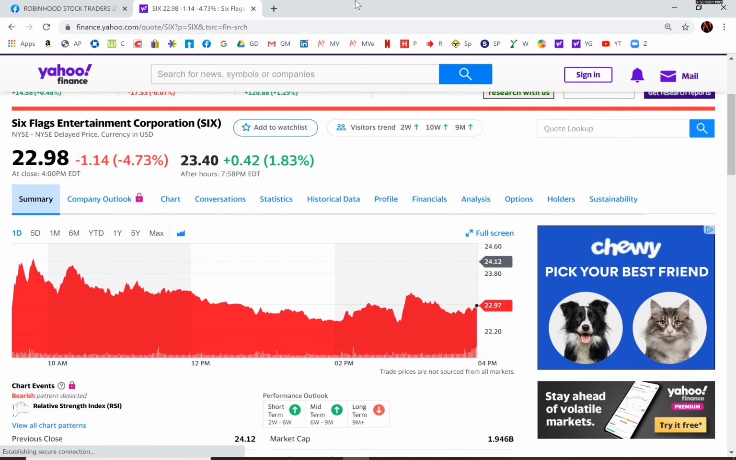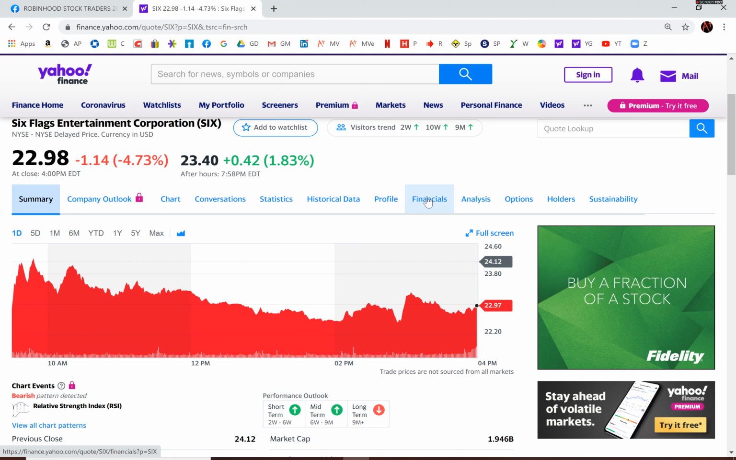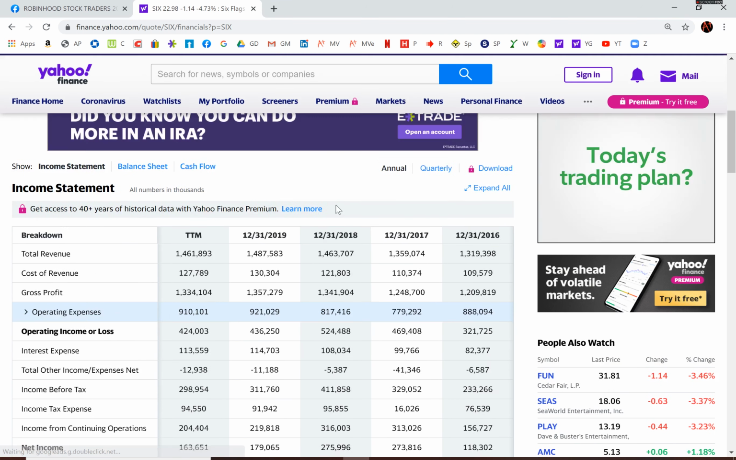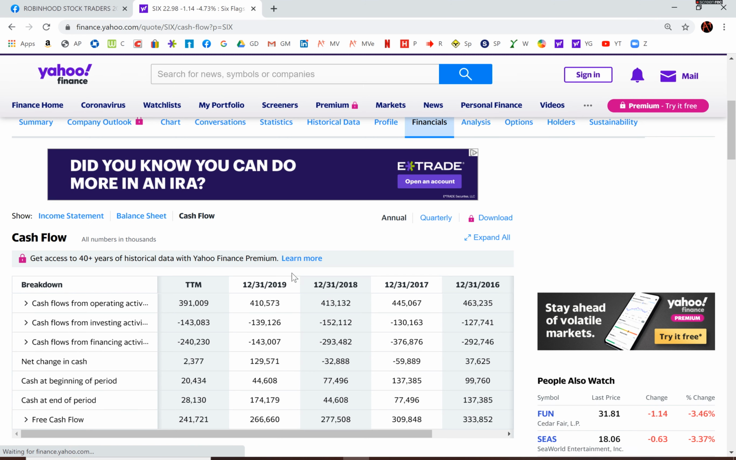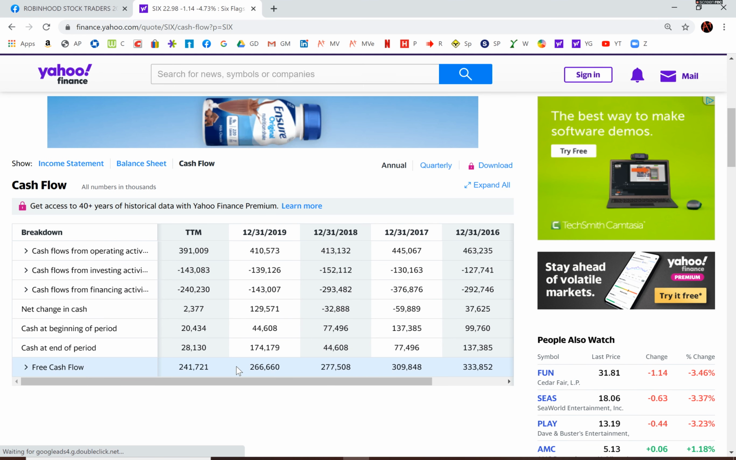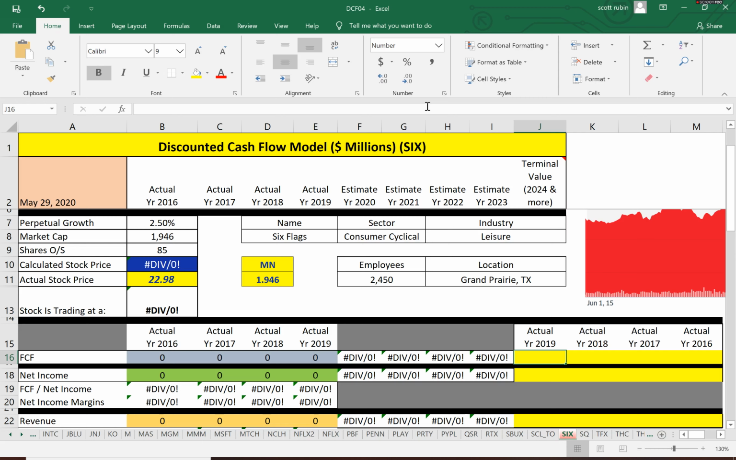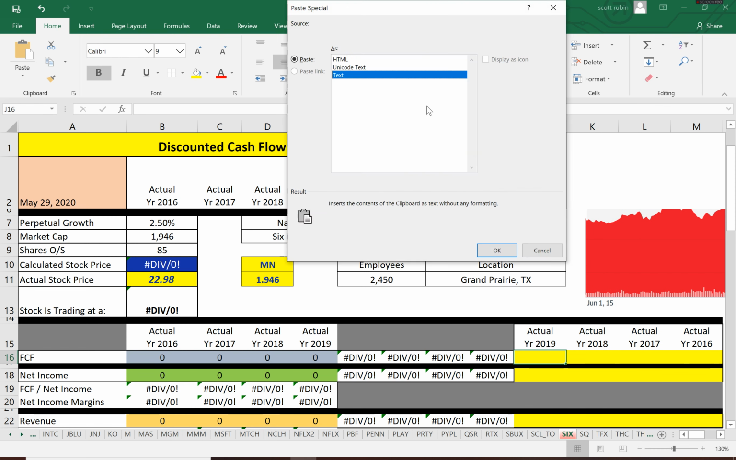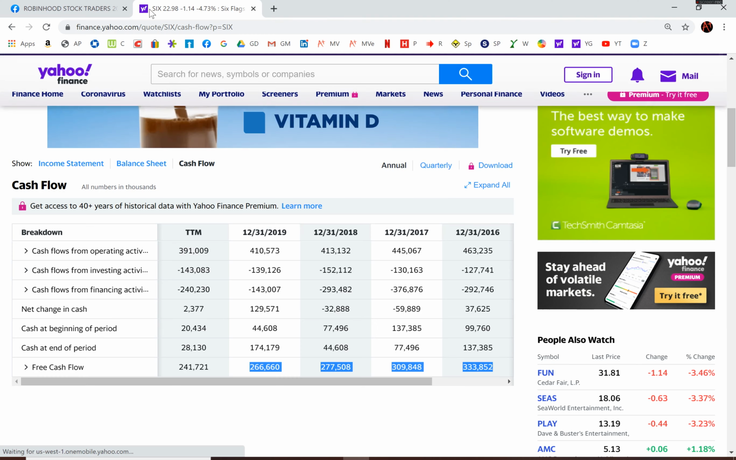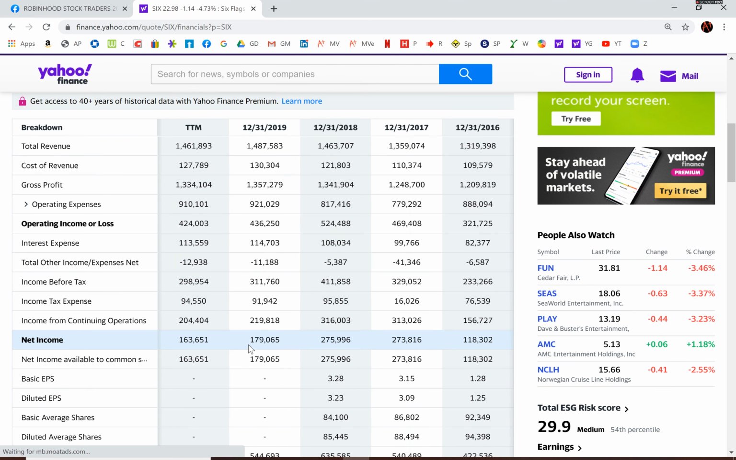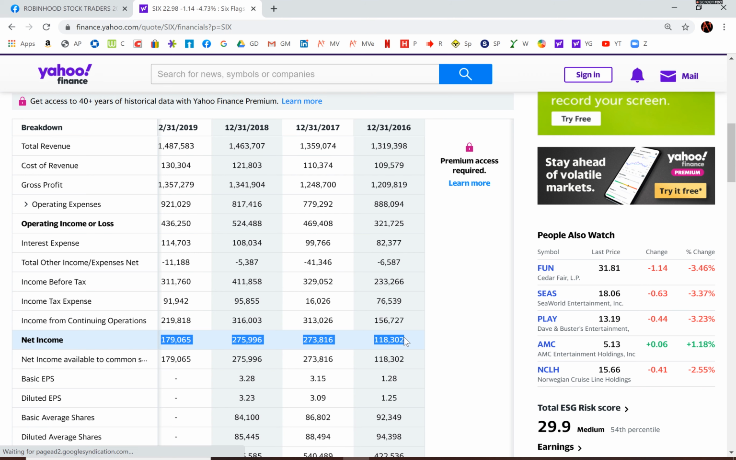Next is free cash flow. And the best way to forecast the future of a business is to figure out the future free cash flows of the company and discount those numbers back to today's value. And that's pretty much what we're doing in this DCF model video today. The next thing we need is net income, which is on the income statement, and that's the profit or loss in a given year.